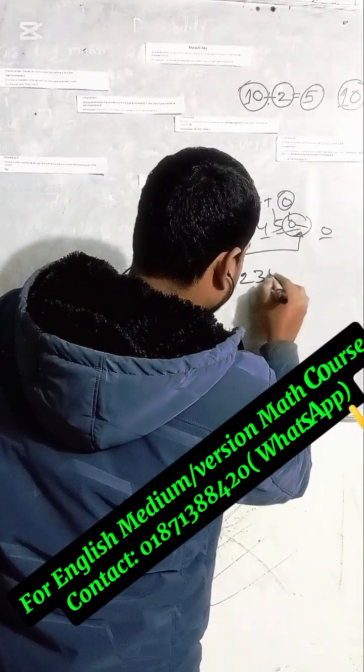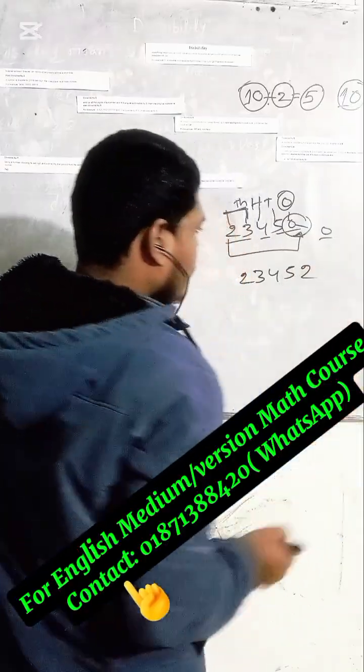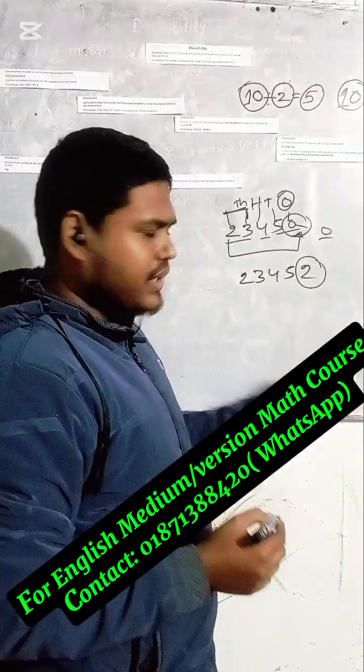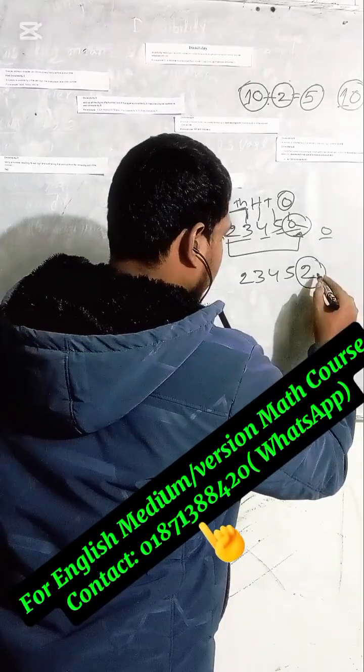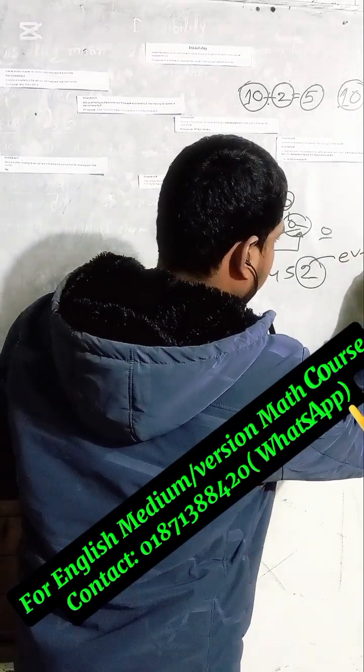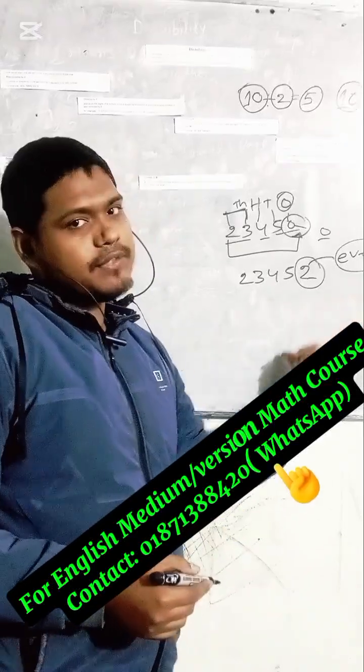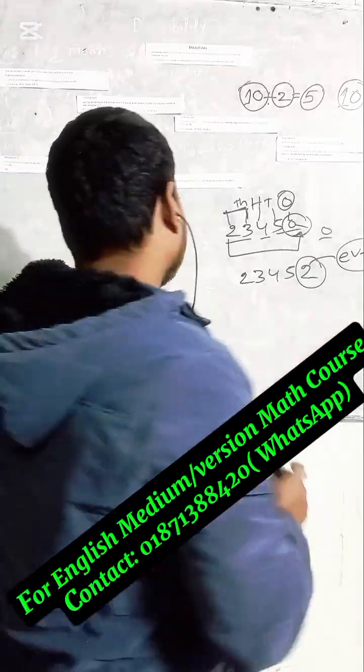Or 23452. What is the last digit? The last digit is 2, and we know 2 is an even number. That's why this whole number is divisible by 2. I think you get it.